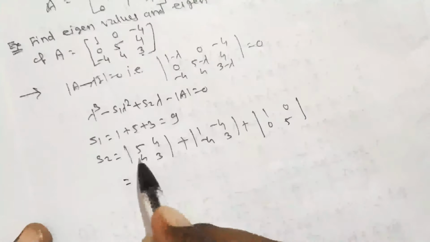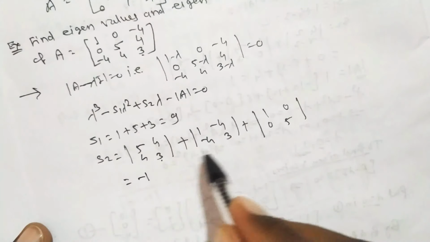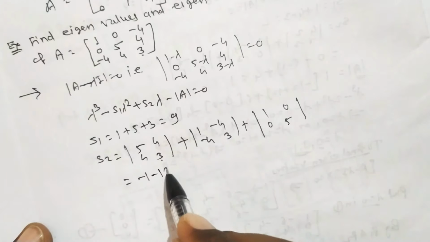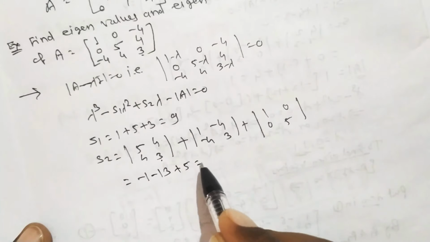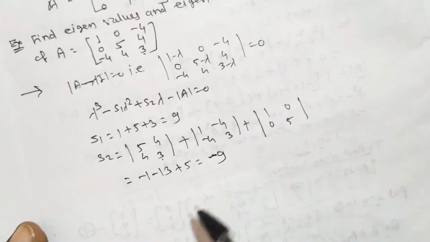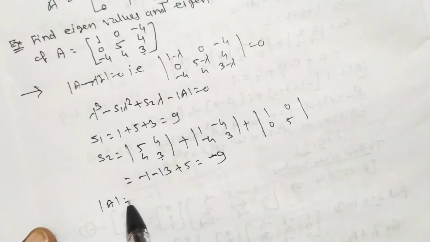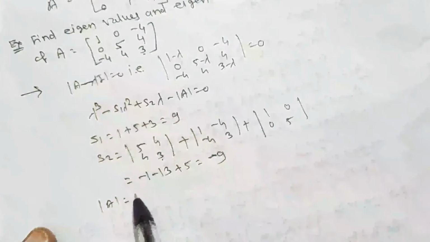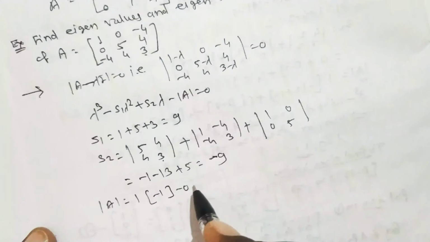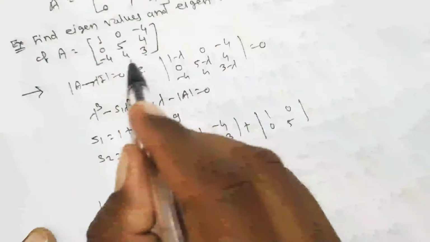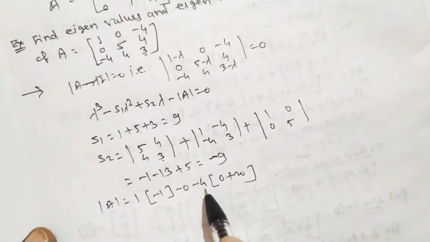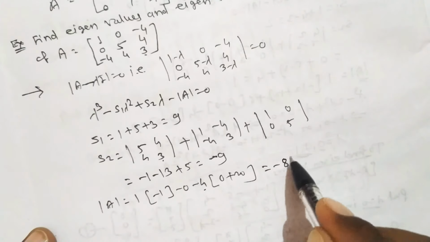If we solve this, we get 15 minus 16, which is minus 1. Here 3 minus 16 is minus 13, and plus 5 is equal to minus 14 plus 5, which is minus 9. So s2 is minus 9. Now we have to find the determinant of the matrix. The determinant is 1 into its minor, that is 15 minus 16, which is minus 1, minus 0, minus 4 into its minor, that is 0 plus 20. So 20 into 4 is minus 80, and minus 80 minus 1 is minus 81.